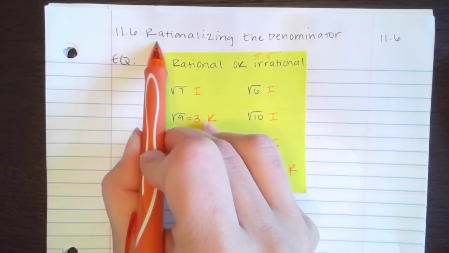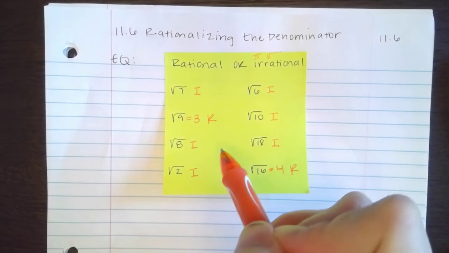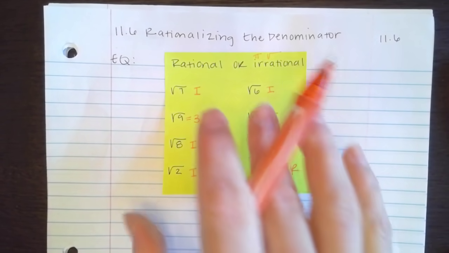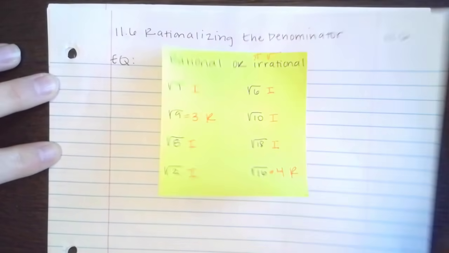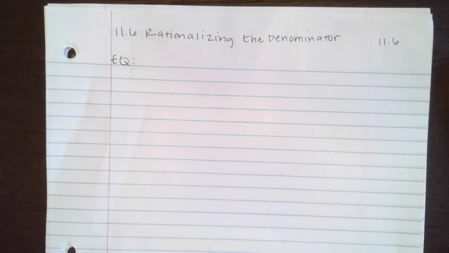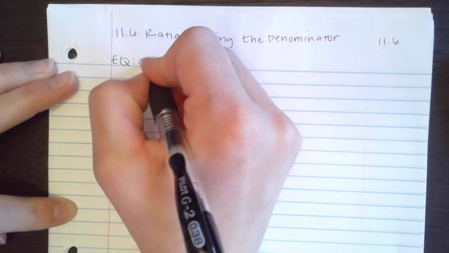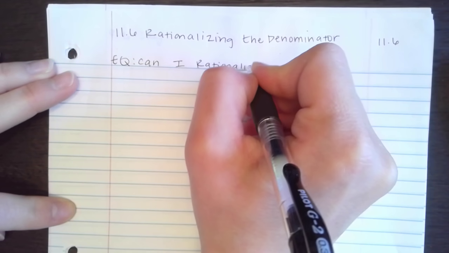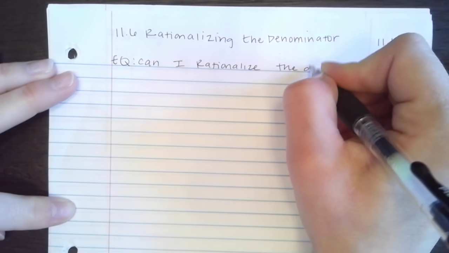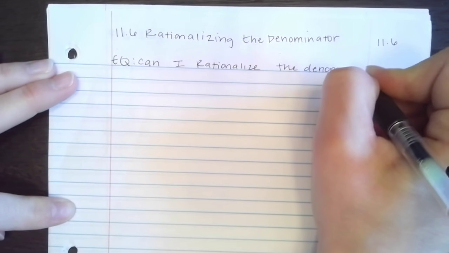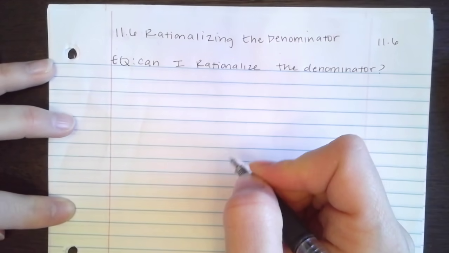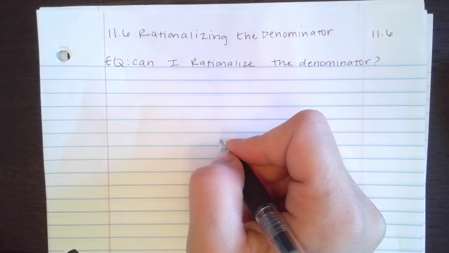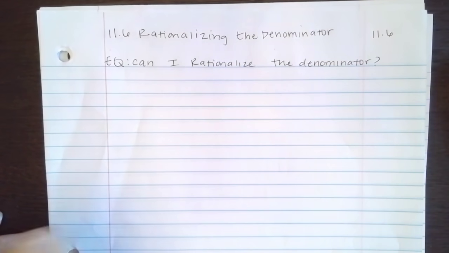So our goal today, when we say rationalizing the denominator, is that we want our denominators to be rational. We want them to be whole numbers or simplified square roots. So our essential question today is simply, can I rationalize the denominator? And our main goal today is to get any square roots out of the denominator. We're going to start with irrational denominators. We want to get rid of those.